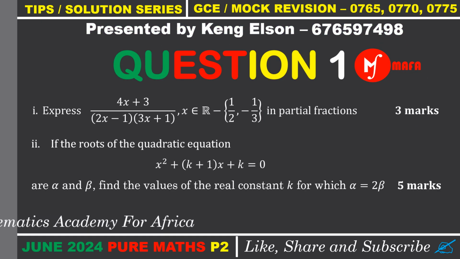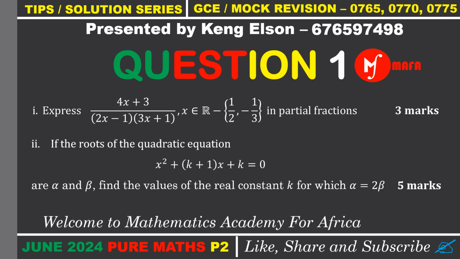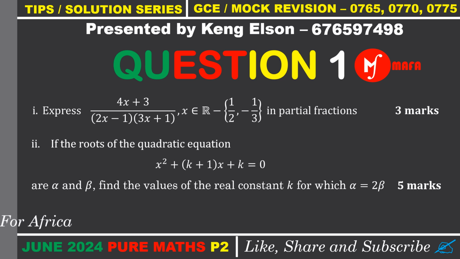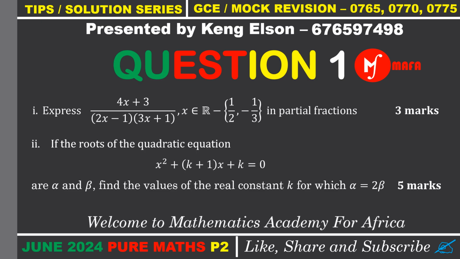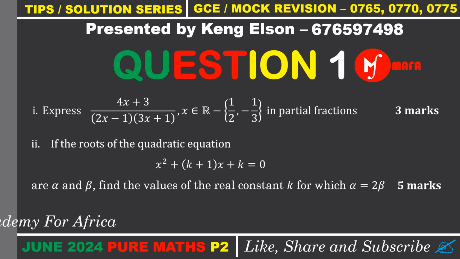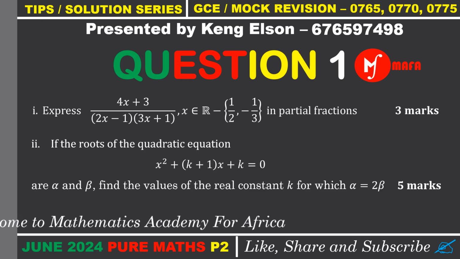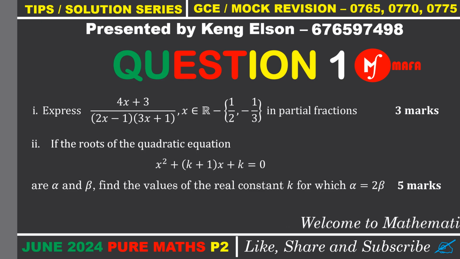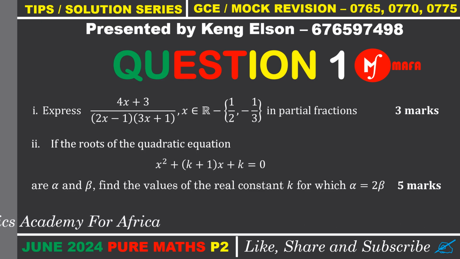Alright, so this is June 2024 paper 2 of Pure Mathematics with Mechanics/Statistics, question number 1. Now, question 1 was divided into two parts. The first part had 3 marks and the second part had 5 marks. I would like you to pick up your pen and paper, try to solve the question, put down your solution. After pausing the video, when you're done, you can play the video to now see if your method and your solution are both correct.